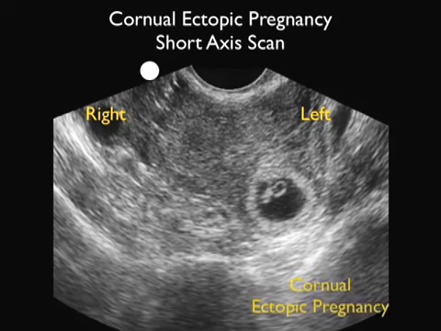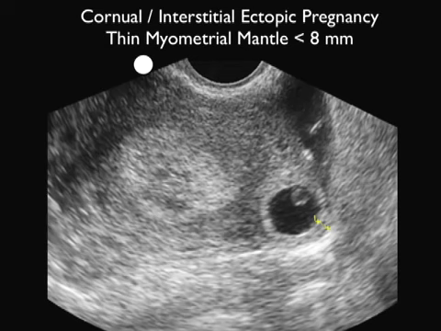What we can see there is that the cornual ectopic pregnancy is located off to the side and has a very thin endomyometrial mantle. It's right up against the wall of the uterus, indicative of a cornual ectopic pregnancy. We can see there the yolk sac and the fetal pole within the gestational sac.